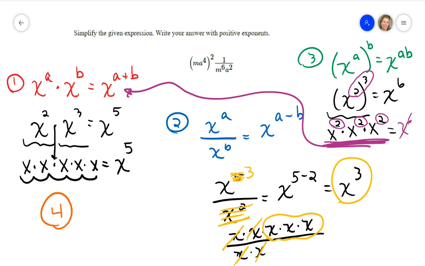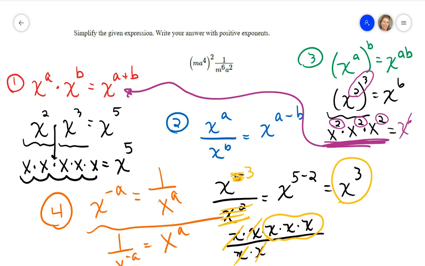And rule number 4 basically says if you have x to the negative a power, that's the same as 1 over x to the positive a. Or if you have 1 over x to the negative a, that is the same as x to the positive a. It takes me a little longer to explain why that is the way it is, so I'm just going to ask you to accept it and move on. Basically, when you flip it to its reciprocal, the negative exponent becomes positive.